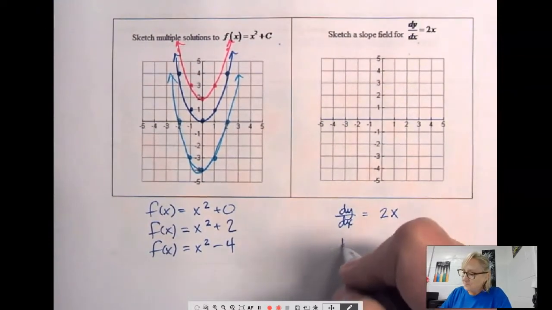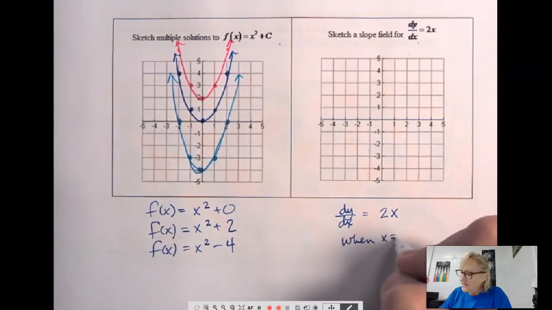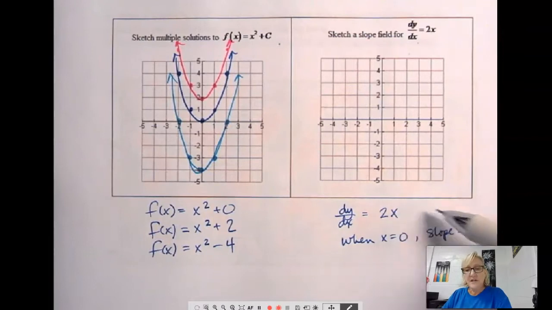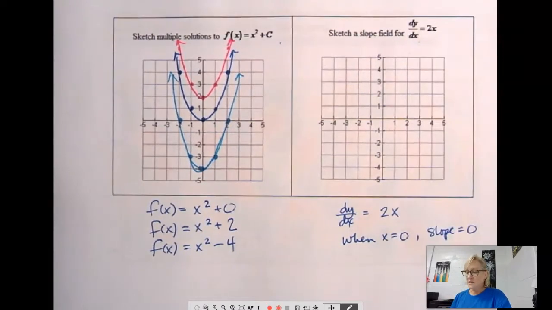For example, anytime that x is 0, this slope is also 0 because 2 times 0 is 0. Okay, so a slope field, it's a graphical representation like I read to you on the previous page.